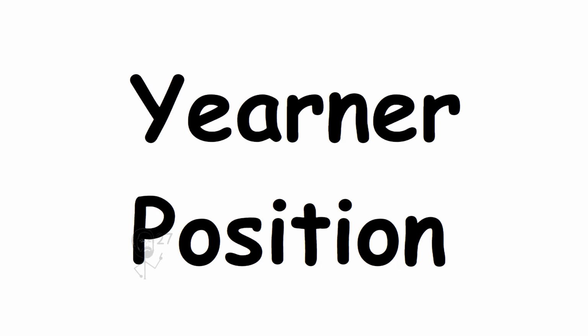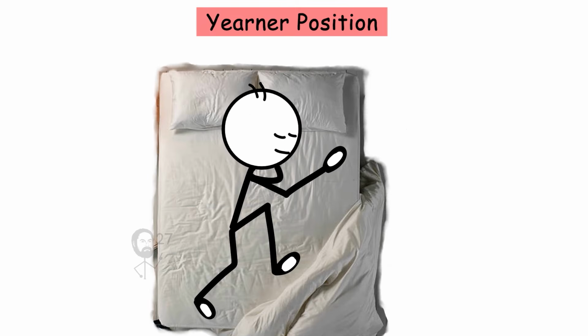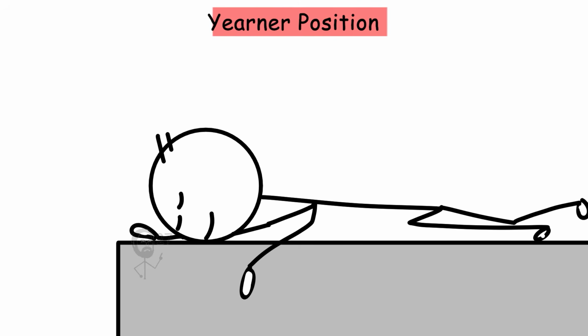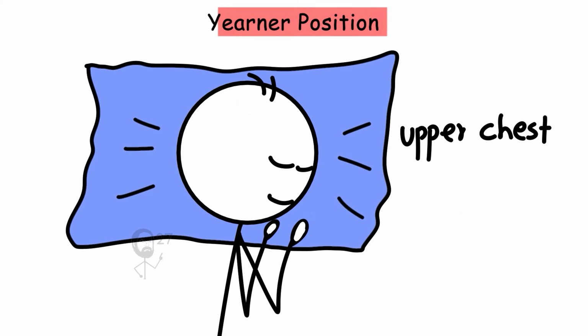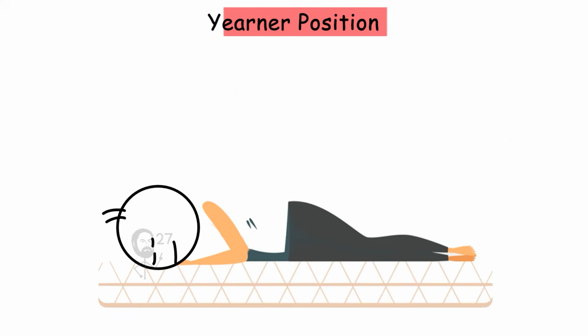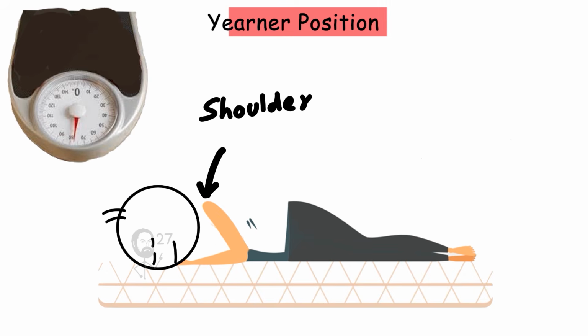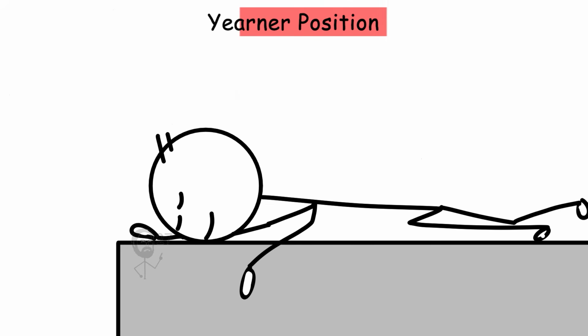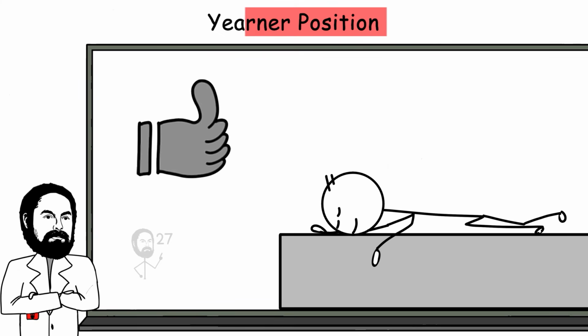Yearner position. The Yearner position is a side sleeping posture where one or both arms are placed forward. The body remains on its side while the arm placement gently rotates the upper chest and shoulders. This changes how weight is distributed across the shoulder blade, upper ribs, and chest without altering the main side sleeping orientation. This position offers several advantages.